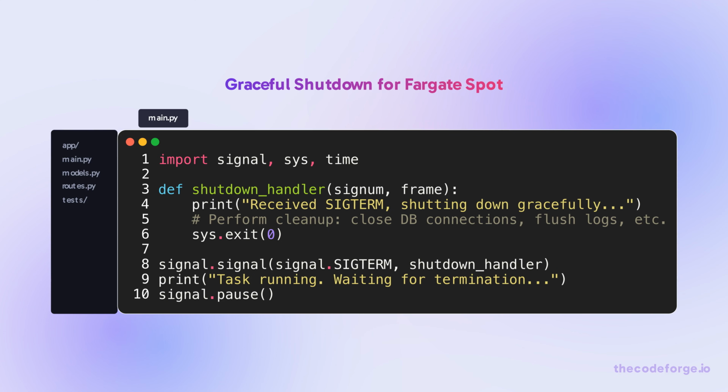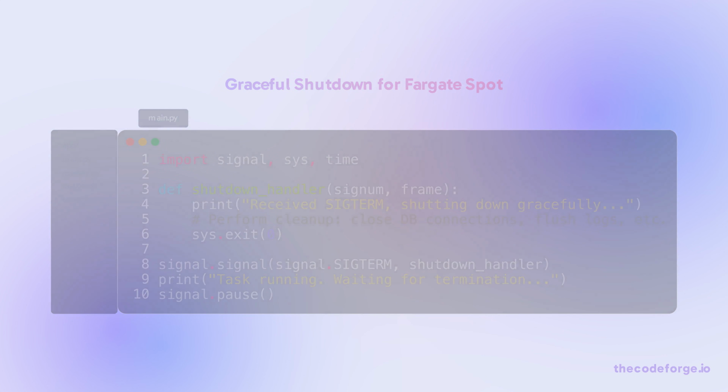Fargate Spot tasks receive a 2-minute SIGTERM warning before interruption. The article mentions handling SIGTERM but doesn't show code. Here's a Python example that catches the signal and performs cleanup before exit.